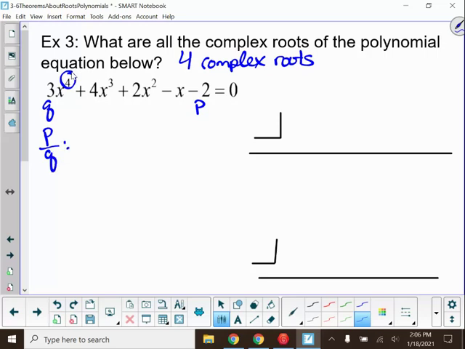So my p over q's, 2's factors are 1 and 2, 3's factors are 1 and 3. So I have plus minus 1, plus minus 1/3, plus minus 2, and plus minus 2/3. So I have 8 possible roots to go through and test. So let's go try some. 4, 2, -1, -2. Let's say I test 1 first.